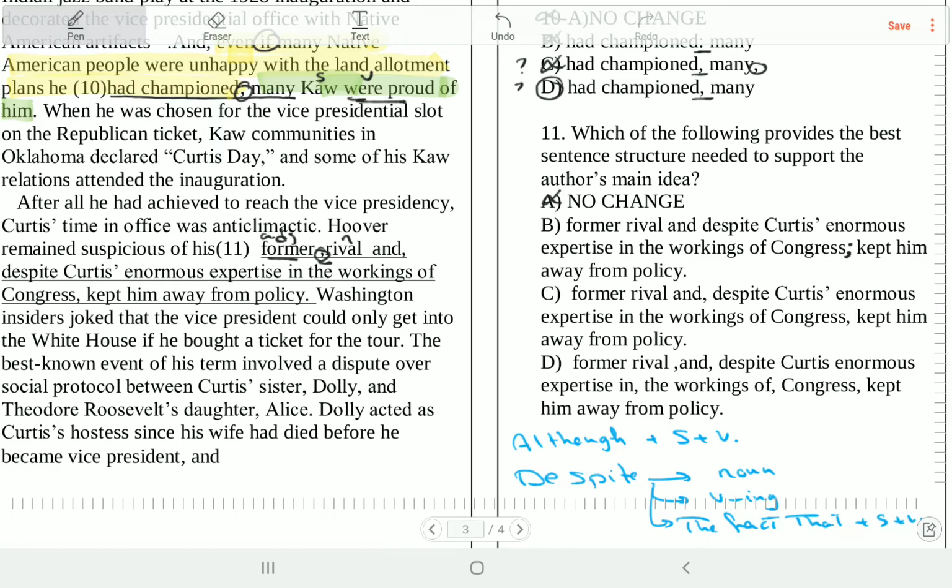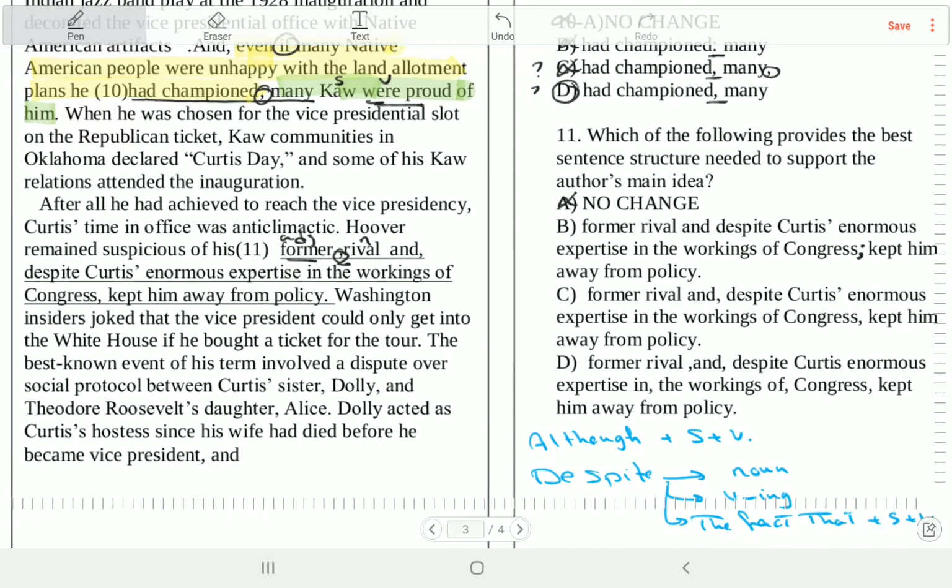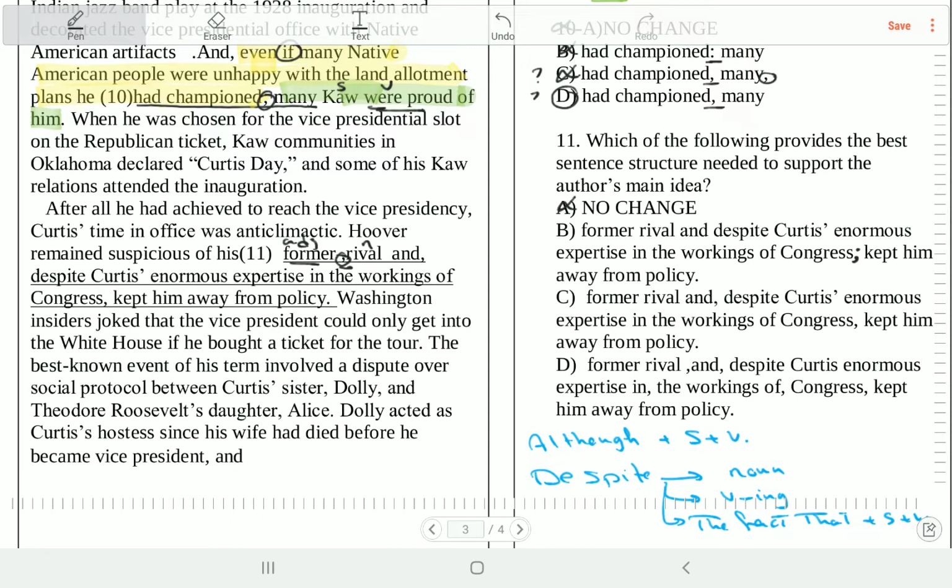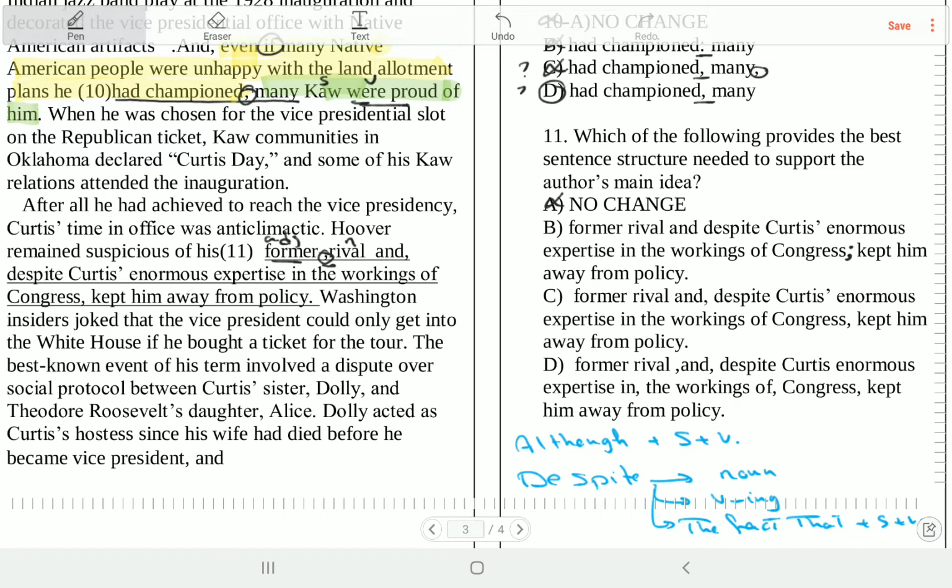Watch out, the EST does this trick. It gives you the same sentences and asks you about the main idea. It's not about the main idea. It's all about sentence structure. We say the same thing. So don't read the passage. Just look for the grammatical mistake. Okay, what does B say here? Hoover remained suspicious of his former rival and despite Curtis' enormous expertise in the working of the Congress, semicolon. Is that a complete sentence? And then, kept him away from policy.